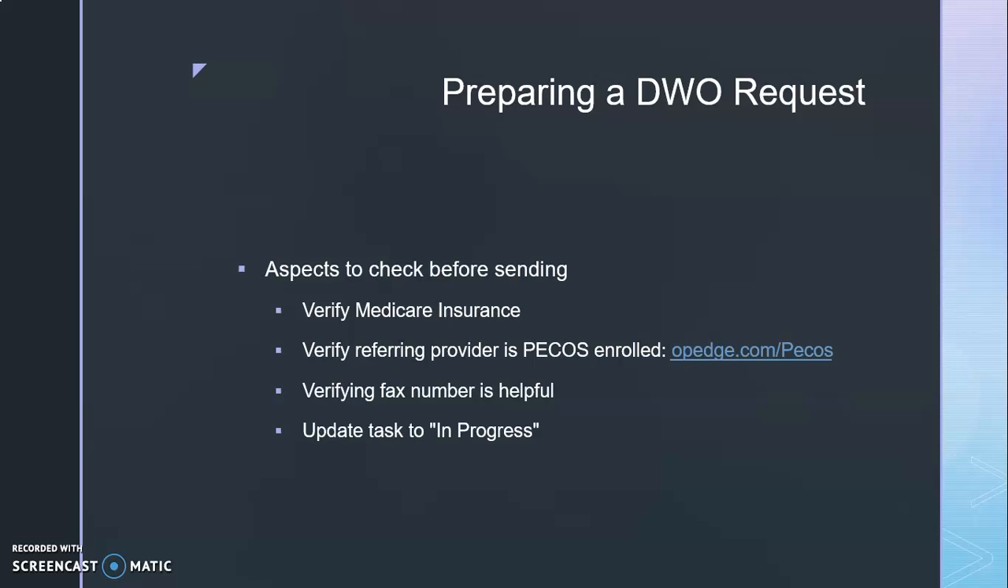Our practice management system has all the information needed to send the provider a request for the DWO over electronic fax. To make sure the DWO request is going to the right location, it is helpful to check the internet for providers' information or call their office to verify their fax number. Once the request is sent to the provider, update the task to status in progress. Add a note stating that the DWO request was sent, and set up a follow-up for a week from the current day.